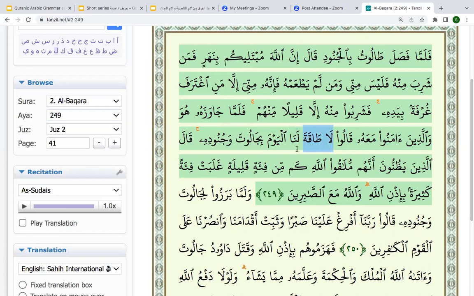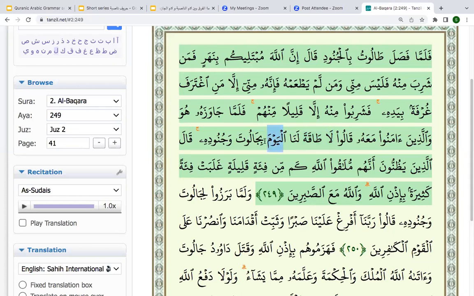La taqata. Absolute la, la nafiyatu lil jins. Right? Taqata is ismu la. Lana is jar wal majroor, mutalik bil khabar. Al yawma is a zarf. Therefore, it's going to be labeled as mutalik bil khabar, right? Al yawma is going to be labeled as mutalik bil khabar.